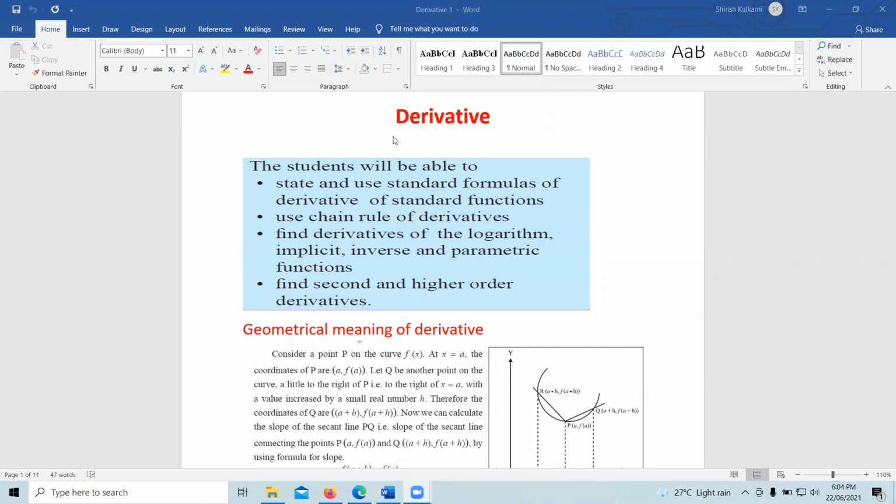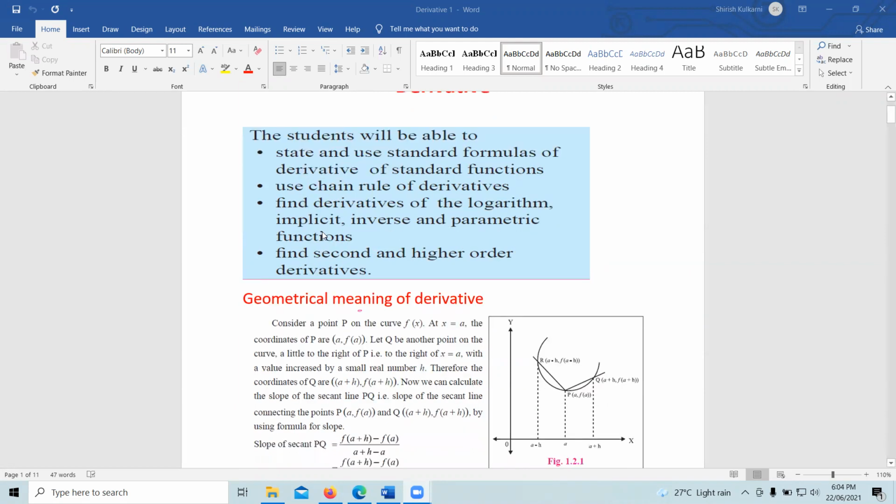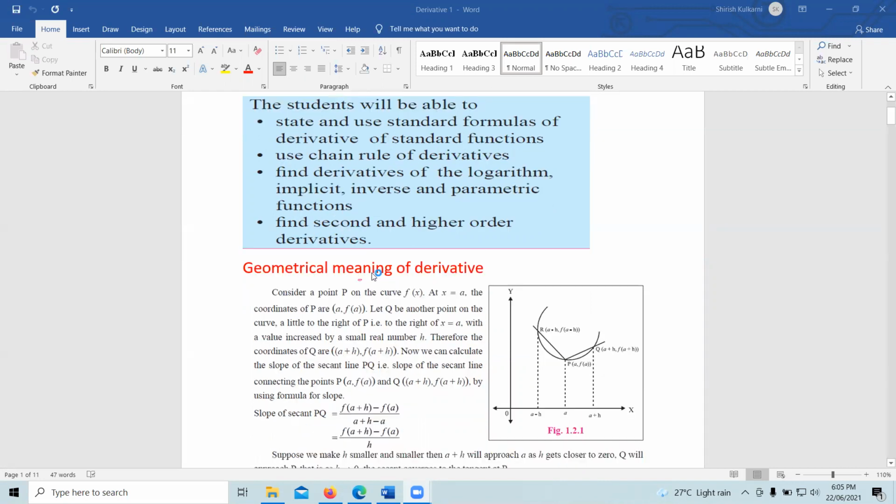Today we are going to discuss the topic derivative. In this topic, the student will be able to state and use the standard formulas of the derivative of a standard function. Then the concept of chain rule of derivative, and how to use the chain rule. Then find the derivatives of the logarithmic, implicit, inverse and parametric functions. Find the second order and higher order derivatives.